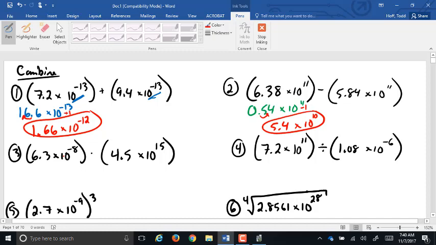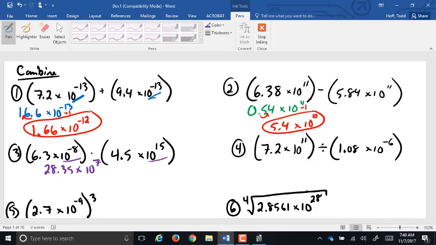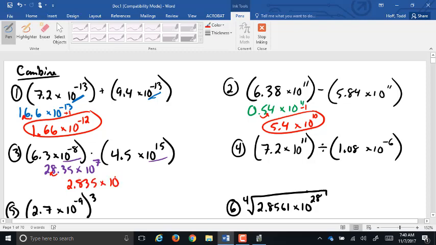Multiplying or dividing, we do not need the same name. We are going to combine the count. 6.3 times 4.5 is 28.35. We also combine the names. 10 to the negative 8 times 10 to the 15 is, we multiply exponents with the same base, we add the powers. So negative 8 plus 15 is 7. However, we do have to adjust. Number gets smaller, power gets bigger. 10 to the 8.